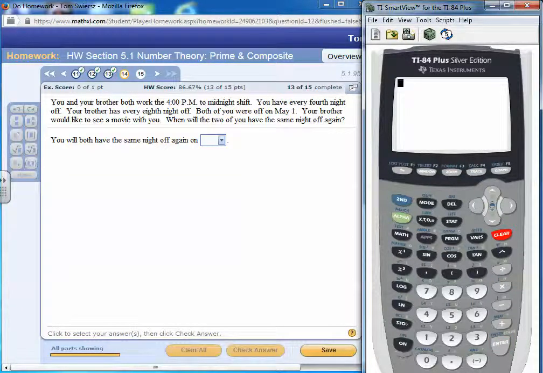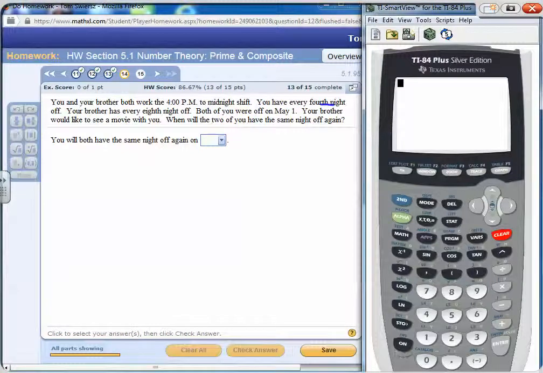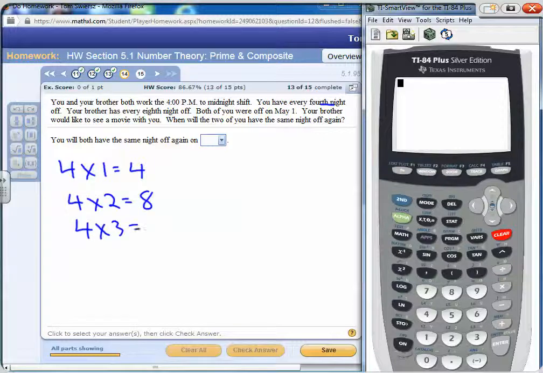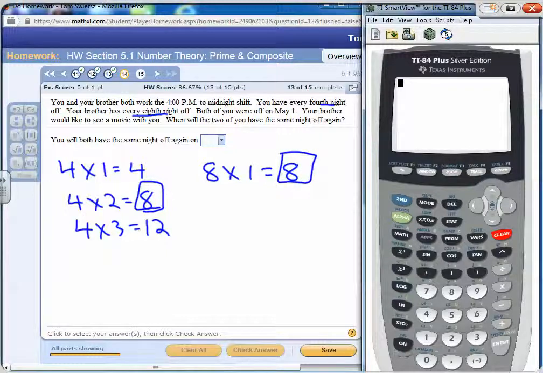Now, in this case, we're looking at multiples, right? You have every 4th night off. So 4 times 1 is the 4th night off. 4 times 2 is the 8th night off. 4 times 3 is the 12th night off. Your brother has every 8th night off, so 8 times 1 is equal to 8. Now notice, this is the same night, right? So actually, we're looking here at just the least common multiple, but the numbers were so small, we just did it by pencil and paper, and we easily got our answer.